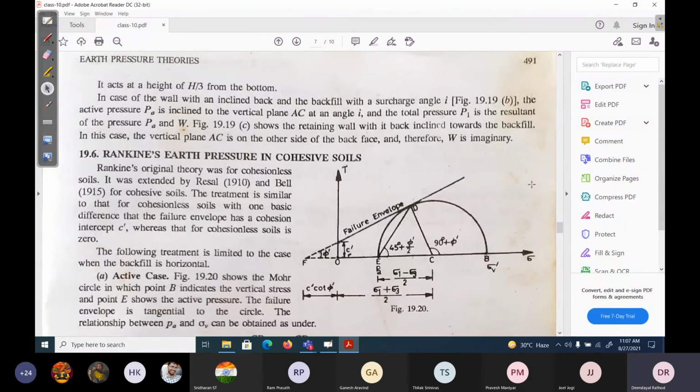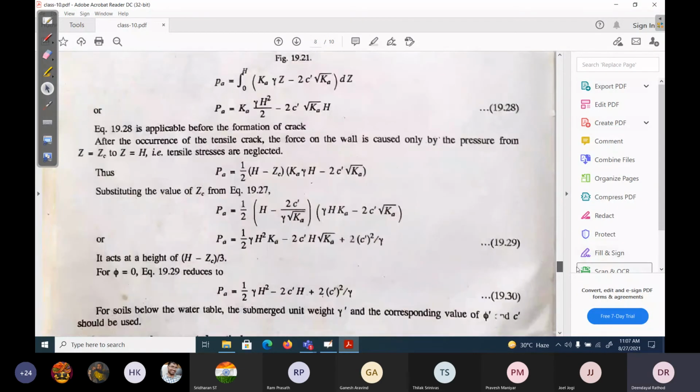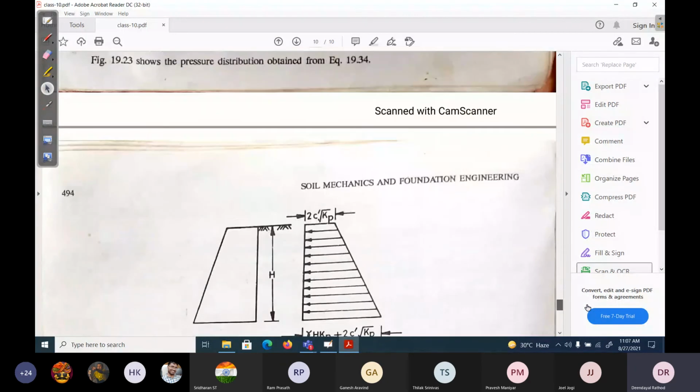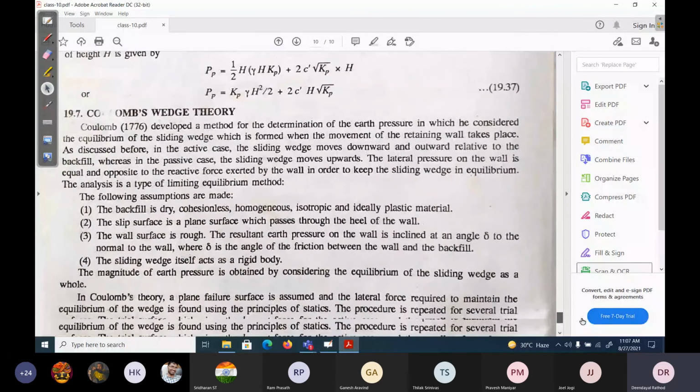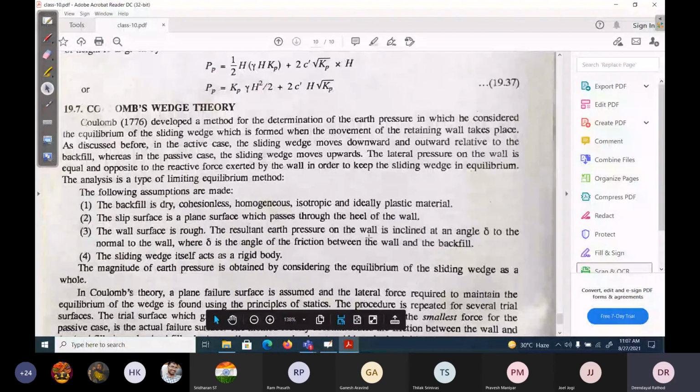Now in the next class we'll focus on Coulomb's theory, which is very, very important again. Today we have finished this one. In this particular chapter, Rankine's theory and Coulomb's theory are very, very important in earth pressure theories. Their assumptions are important, and on what basis they have calculated. Rankine, we have seen both the cases, cohesive soil and cohesionless soil, and in the next class we'll see about Coulomb's theory. That's also very, very important.